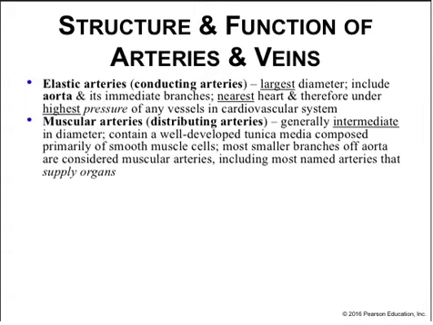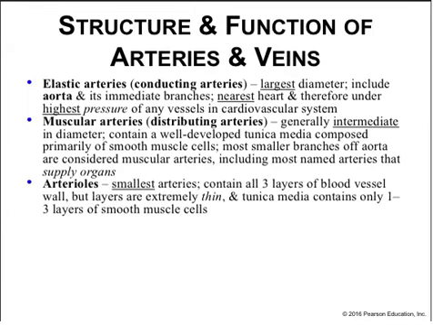Muscular or distributing arteries are intermediate in diameter, contain a well-developed tunica media made of primarily smooth muscle. Most of the smaller branches off the aorta are considered muscular arteries, including most of the named arteries that supply organs, such as the renal artery, supplying the kidneys.